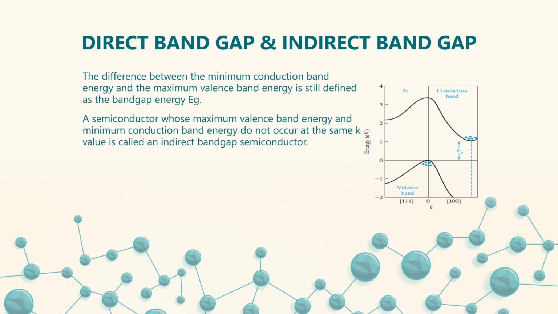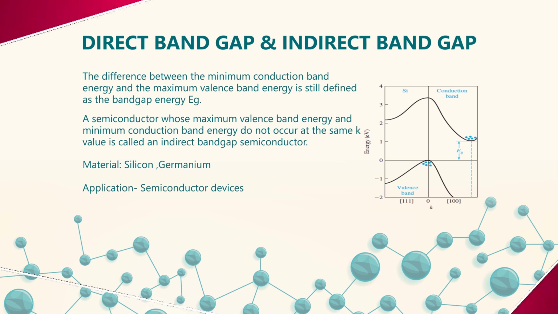A semiconductor whose maximum valence band energy and minimum conduction band energy do not occur at the same K value is called an indirect band gap material. Silicon and germanium are examples of this semiconductor, and most of the semiconductor applications happen because of these indirect band gap semiconductors.